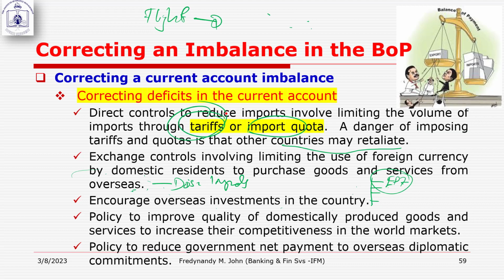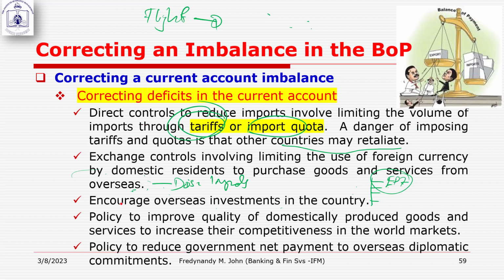But again, you won't be benefiting from exporting goods that are substandard. You need to improve the quality of domestically produced goods and services for them to be highly competitive at the global market. I mentioned this earlier, that lowering price alone is not enough. Lowering price needs to be accompanied by the quality of goods or services that you offer overseas.